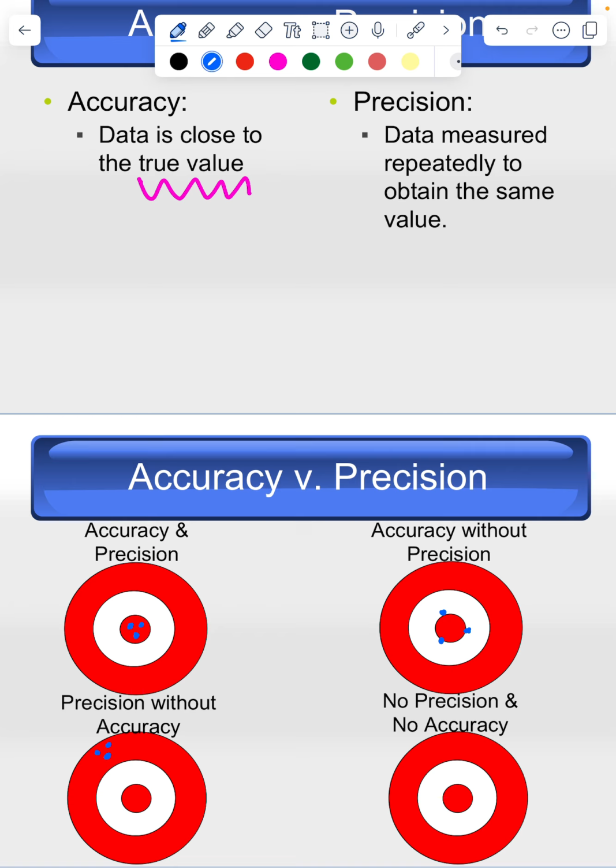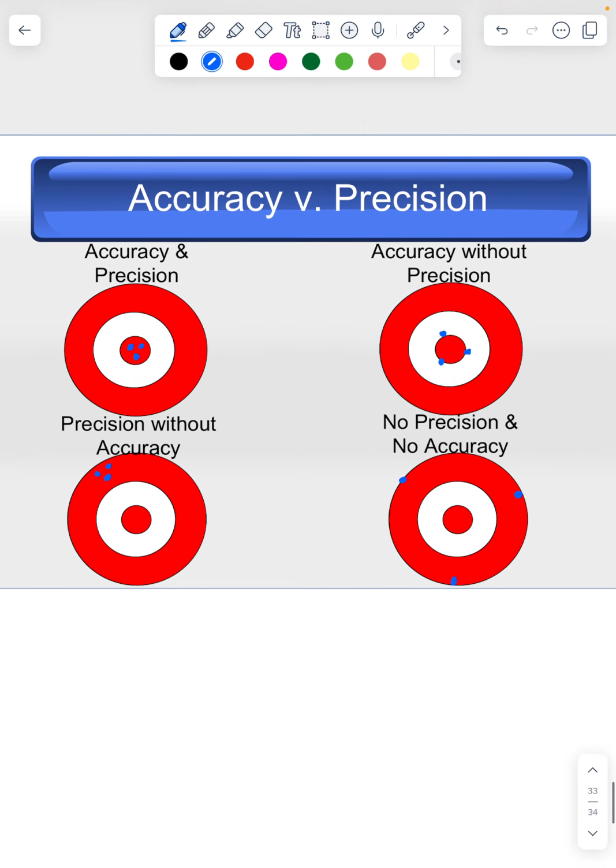And then if you have no precision and no accuracy, that means that not only are you not near the correct answer, all of your answers or measurements are not near each other either. So you would have something like this. Okay, well, if you have any questions, let me know.